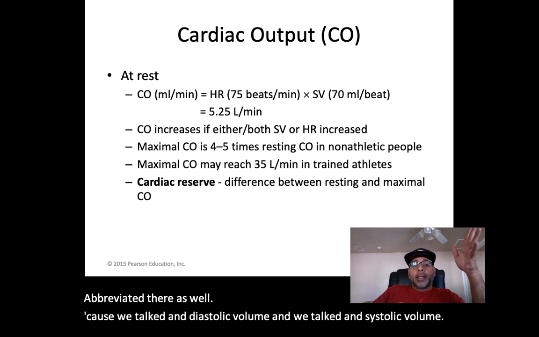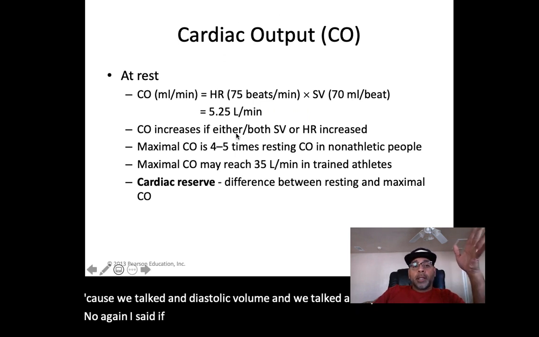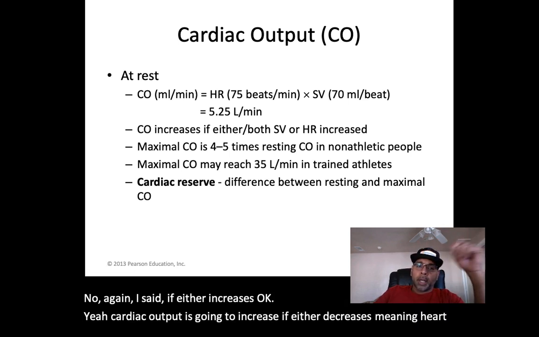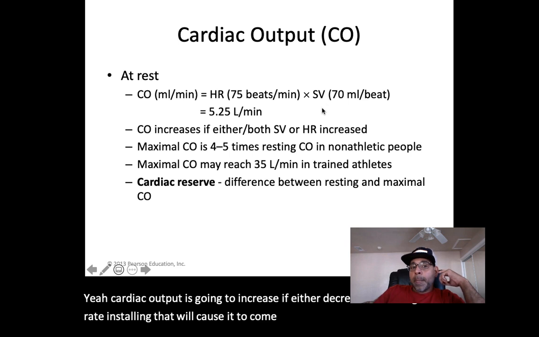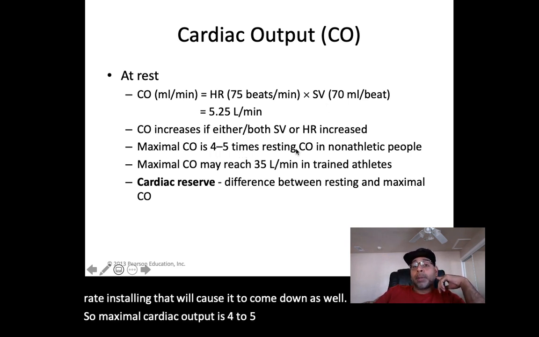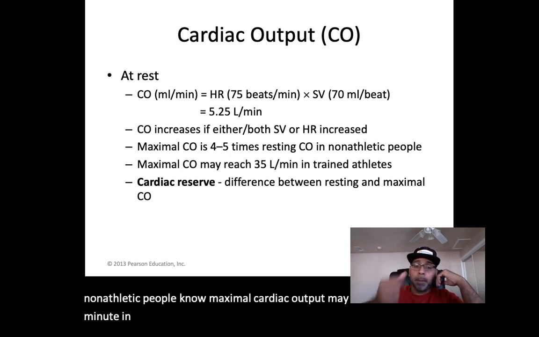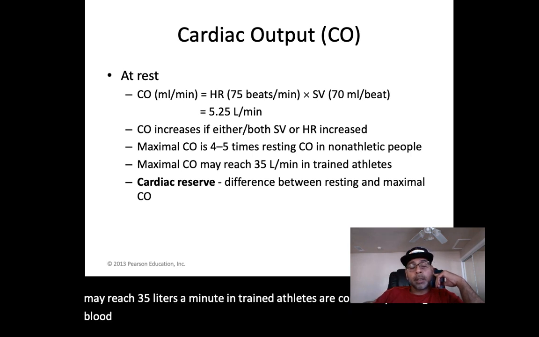Again, I said if either increases, cardiac output is going to increase. If either decreases, meaning heart rate or stroke volume, that'll cause it to come down as well. Maximal cardiac output is 4 to 5 times resting cardiac output in non-athletic people. Maximal cardiac output may reach 35 liters a minute in trained athletes. They're constantly pumping that blood all the way through.